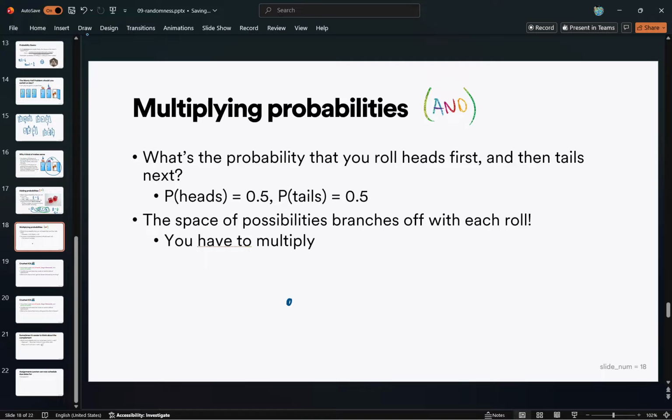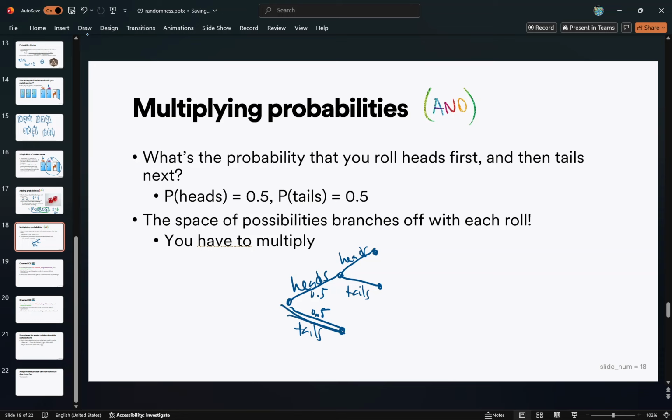So when you flip a coin, you ask the universe to make a decision. It's either heads or tails, and there's a 0.5 probability of each of those, 50%, right? Heads or tails for your first coin flip. But then once that's happened, you're off to the next one. So after you flip heads and you flip it again, you could again get either heads or tails.